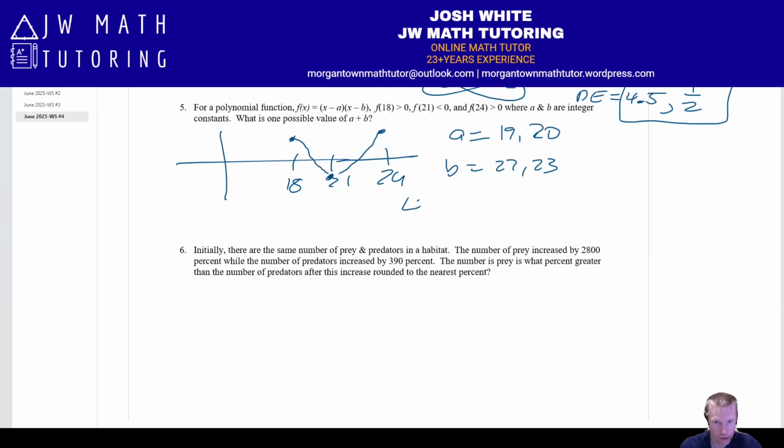So you got 19 plus 22, 41. 19 plus 23, 42. 20 plus 22, 42, already have it. 20 plus 23, 43. So this one has three possible answers, 41, 42, 43, and any of those would be accepted as correct.